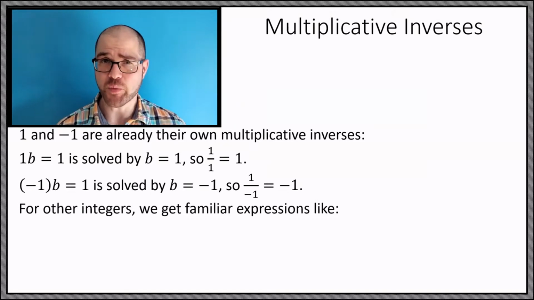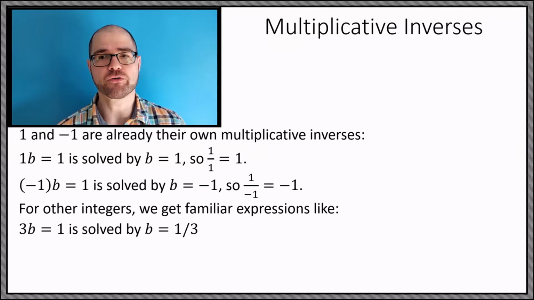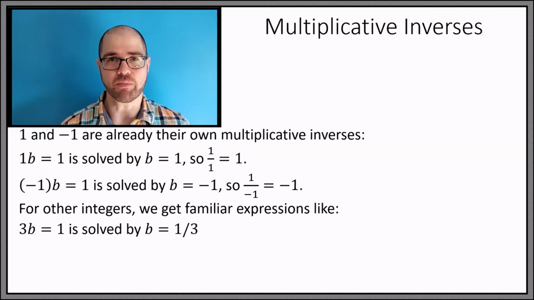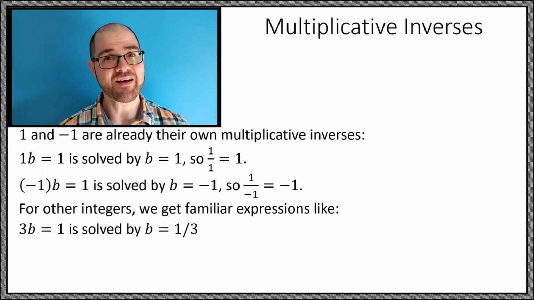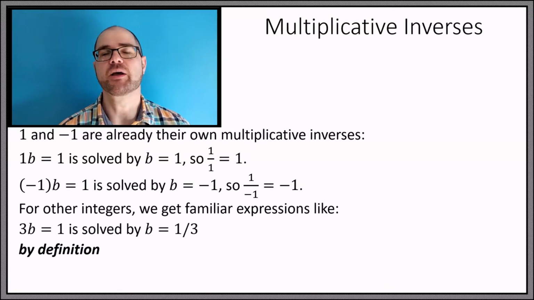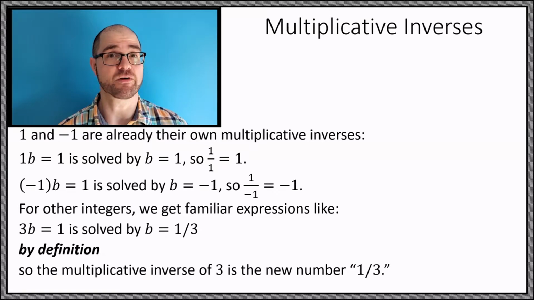But for other integers, we need new numbers. For example, there is no integer which when multiplied by 3 produces 1. So we invent the new number, 1 over 3, to have this property. That's how we are defining this notation. These new numbers are just defined by this multiplicative inverse property.